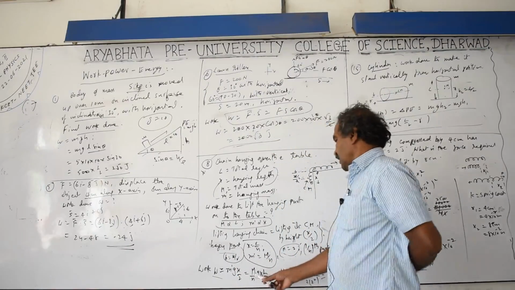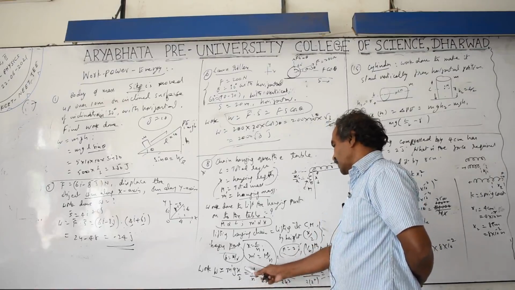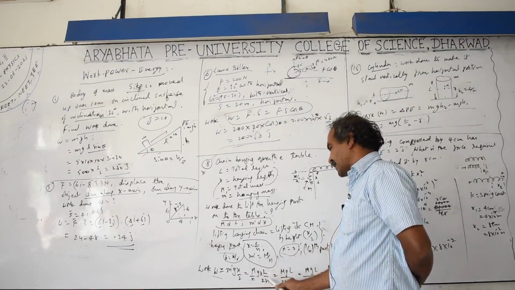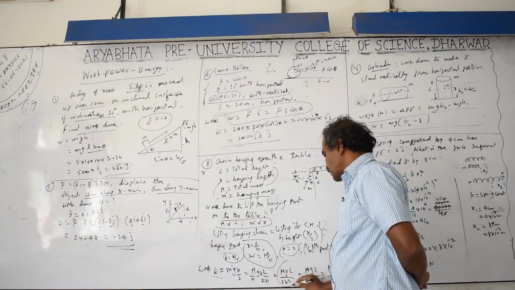Then m prime is equal to m by n, 1 by nth of the total mass, into g into x, which is 1 by nth of the total length, L by n. But the 2 is also there, n into n gives n square, so it is mgL by 2n square. They will ask you for the symbols only, please.